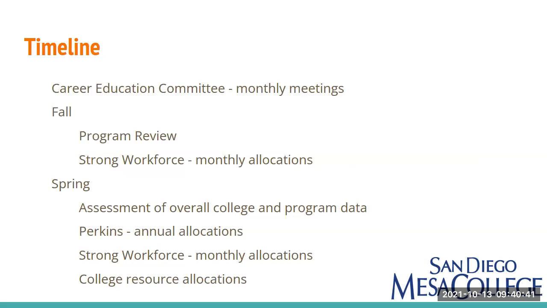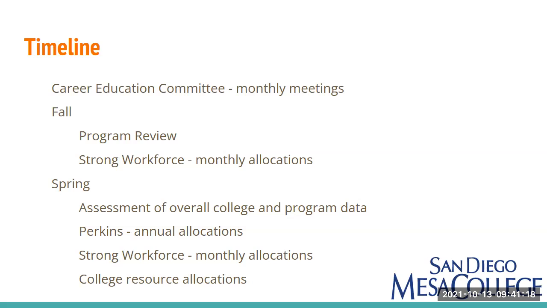Our career education committee will be meeting monthly. Program reviews always done in the fall. From that program review, once all those program reviews are complete, we can take that in the spring to the assessment of the overall program and college performance in CTE, and then really have conversations about where the money should best be spent. And then that Perkins annual allocation actually aligns with our college resource allocation. So those two would kind of happen simultaneously.